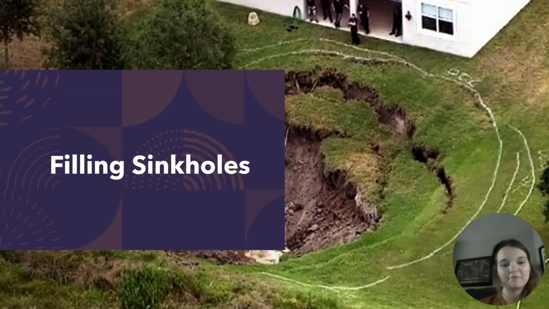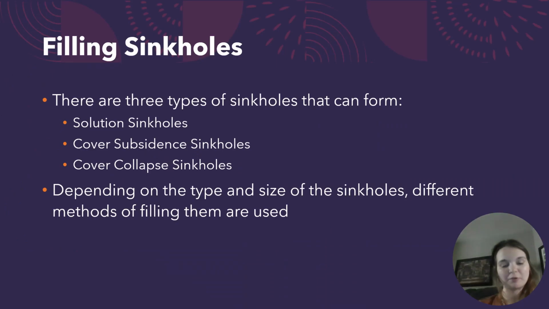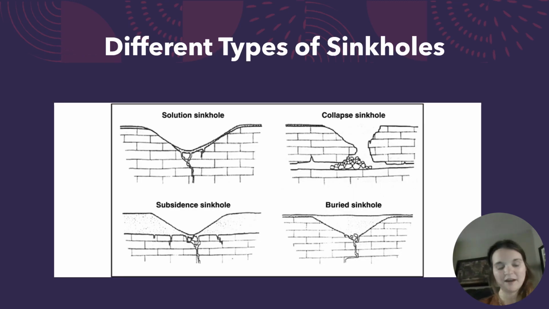Finally, we're going to be covering filling sinkholes in the event that one does occur. So there are three typical types of sinkholes that can form: the solution sinkhole, cover subsidence sinkhole, and the cover collapse sinkhole, which, depending on which type of sinkhole, there's going to be different methods for filling these. As you can see in this image, there's 4 different types of sinkholes actually. The buried one just being a subsidence one that just happens to be in like a lake or a creek or somewhere where there's a large pool of water.